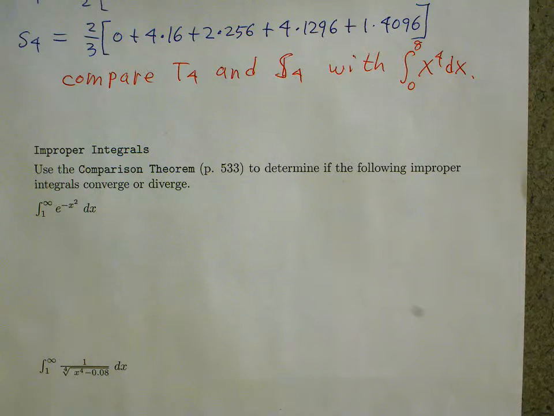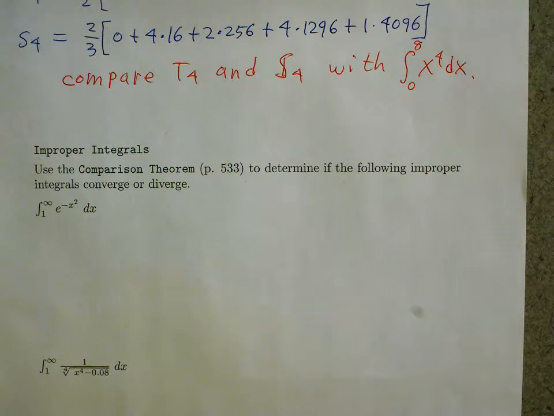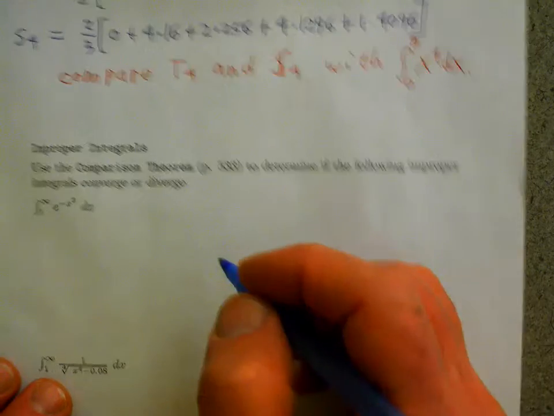So there are examples like that. I think I know what you're saying: we don't have a function for an antiderivative of e to the negative x squared. Right. We do have a Taylor series, but this is before Taylor series was introduced. So we want to determine if this converges or diverges by comparing it. So let's start out this way.